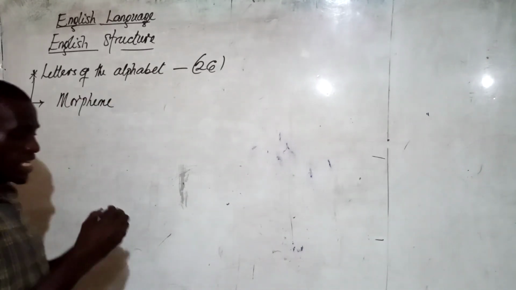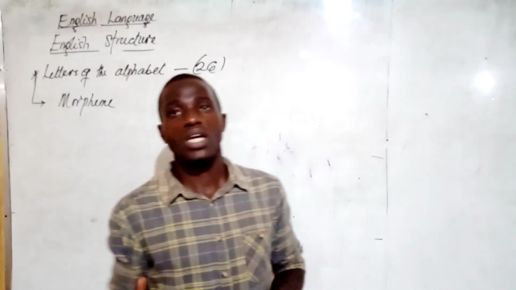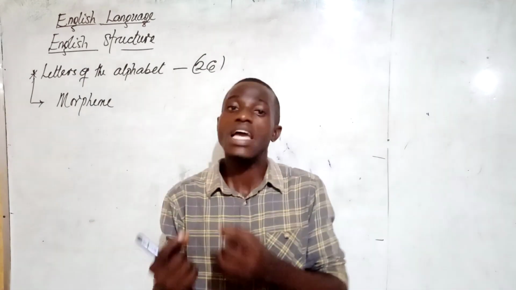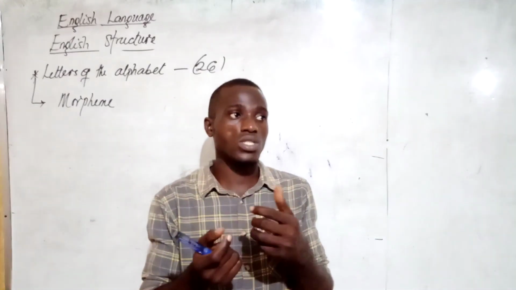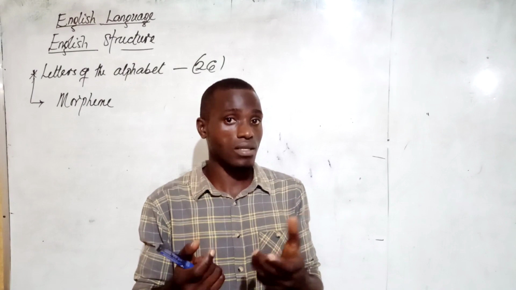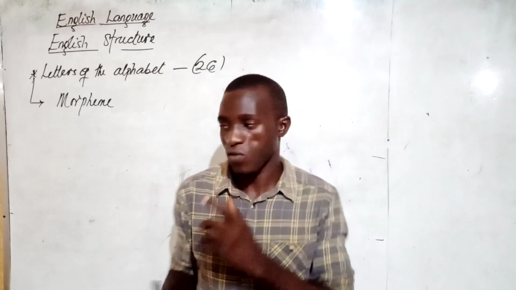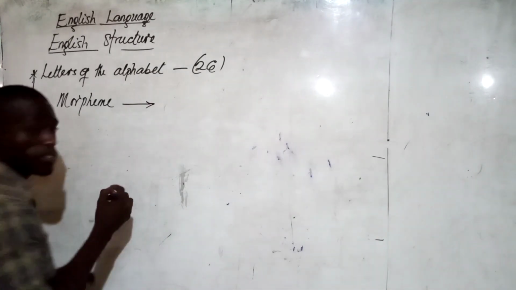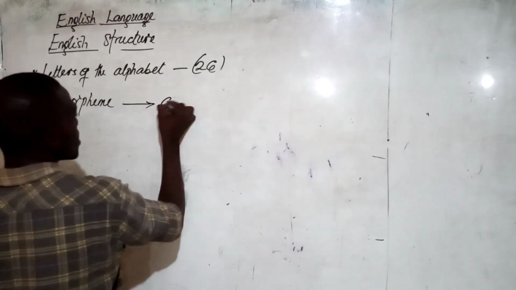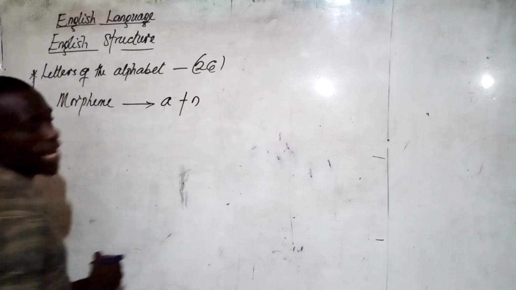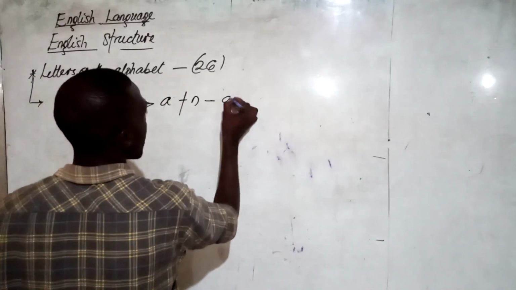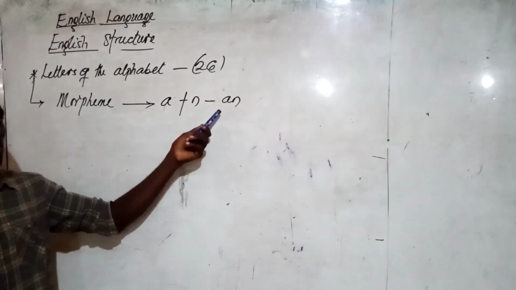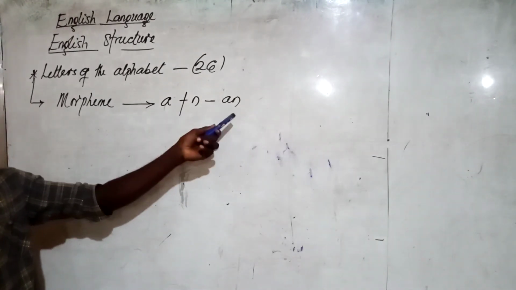Now, a morpheme in English language is a small English structure that may or may not make sense or have meaning. So, for example, if the letter A comes together with letter N, it's going to form an. And this is a morpheme. And of course, an is an article that makes sense.